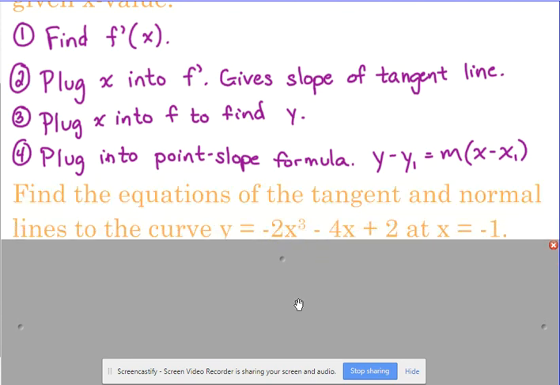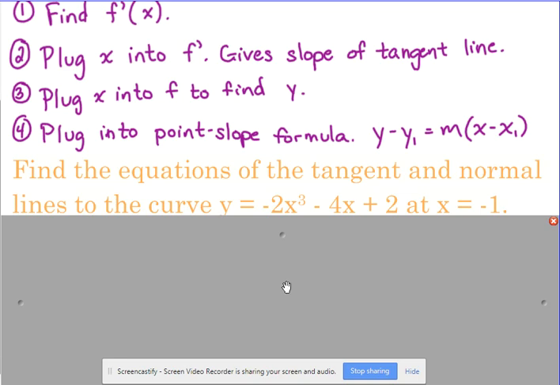I also want you to do this right here. Find the equations of the tangent and normal lines to this curve at x equals -1. Take a second, pause the video, work on it, and come back for the answer.